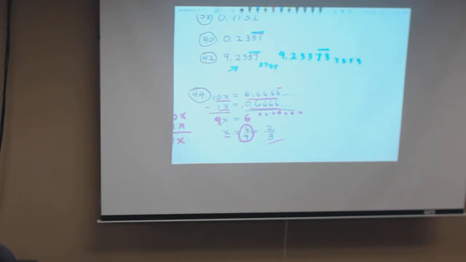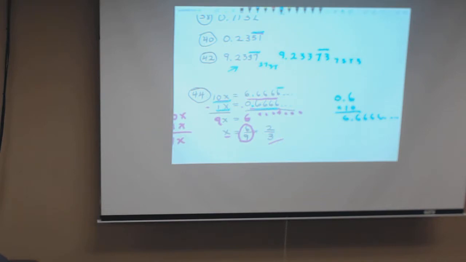Okay, can you see for number 44 it has one thing that repeats? So since it has one thing that repeats, I go 10 times the number. Number 44 says 0.6 repeating. If I take that times 10, I get 6.6666 dot dot dot. You follow me? Okay, why do you do that? I'll show you. Now I take 1 times the number, which is just the number, 0.66666.